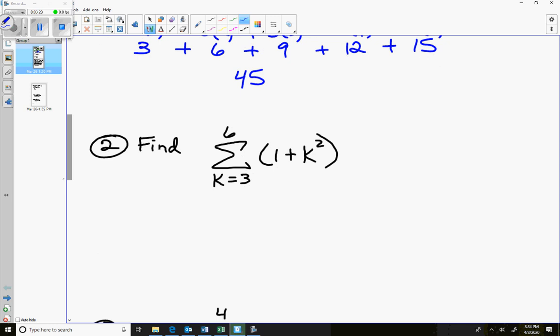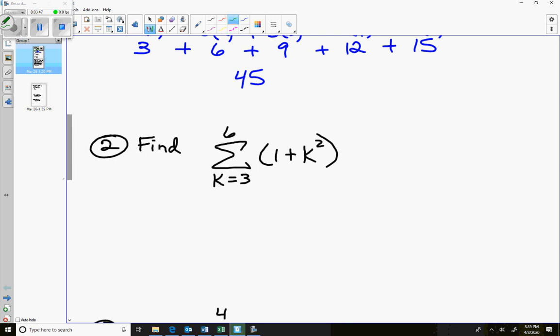Number 2, same idea, but we're not starting at 1. You don't have to start at 1. It's going to start at 3. And we're not using i. It doesn't matter what you use. What you use down here has to match what you use over here, but you can use whatever variable you want. In this case, we're using k. So we're going to count from k equals 3 until we get to k equals 6.